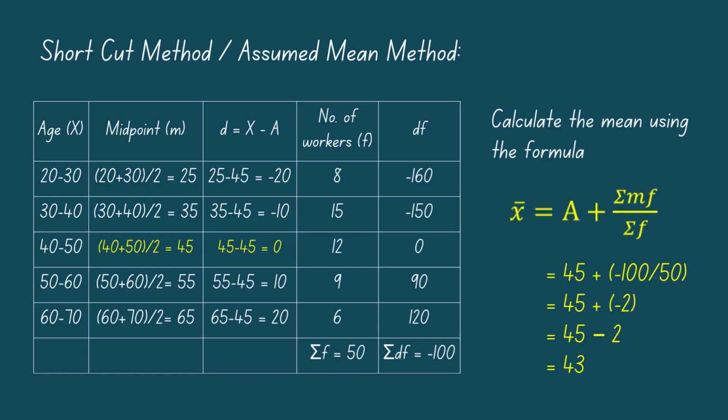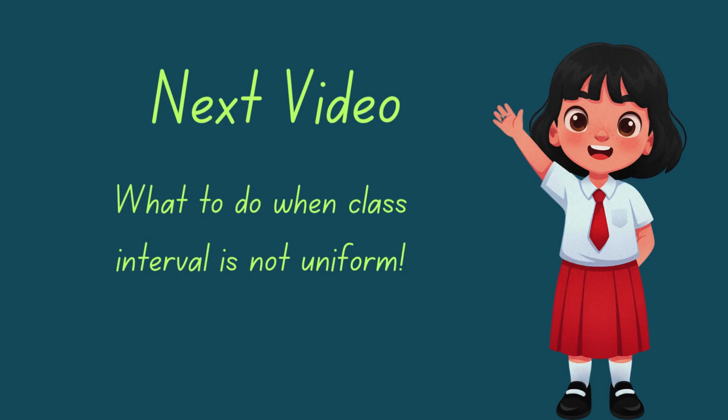If you see here, the class interval that we have is a very uniform one. There is a fixed pattern. See, 20 to 30, 30 to 40. The upper limit of the one interval becomes the lower limit of the next interval, and the range is also very uniform, difference of 10 each. What to do when it is not uniform? When it is not so in order? That we'll study in our next video.